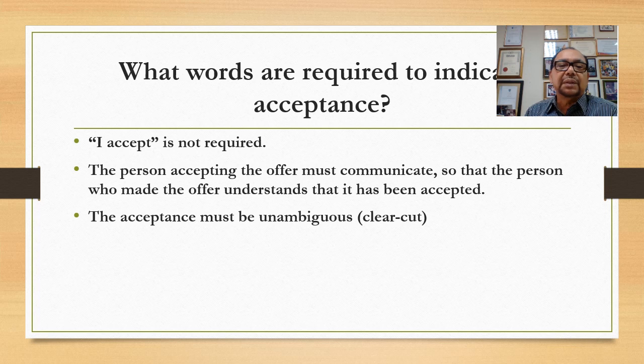What words are required to indicate acceptance? Do you have to say I accept? It's not required. The person accepting the offer must communicate in a way that the person who made the offer understands that he has accepted. Acceptance must be unambiguous, that means very clear cut. Whatever the party who wants to accept your offer does, he must show that he is accepting, by nodding, by writing back to say they accept, or by communicating by WhatsApp that he accepted. There must be something that shows that he already accepted. Otherwise, the contract is not valid. Again, we're talking about a valid contract. If the acceptance is not done in the proper way, even if he accepted it, it can be invalid. Okay.